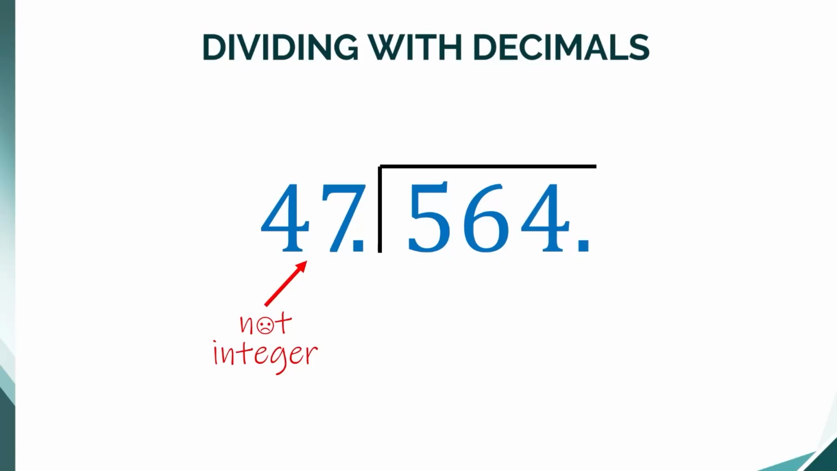And now we have solved the problem. We have turned this into an integer. So 564 divided by 47 is the exact same thing as 56.4 divided by 4.7, but now this problem is actually easier because we can just do it on paper.